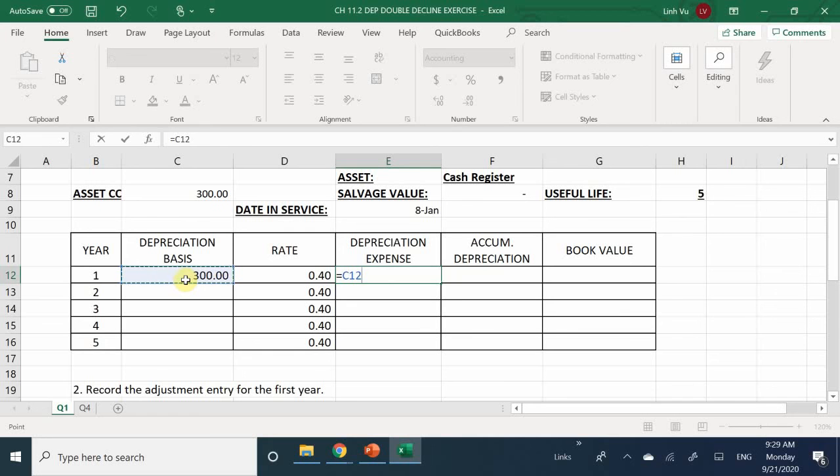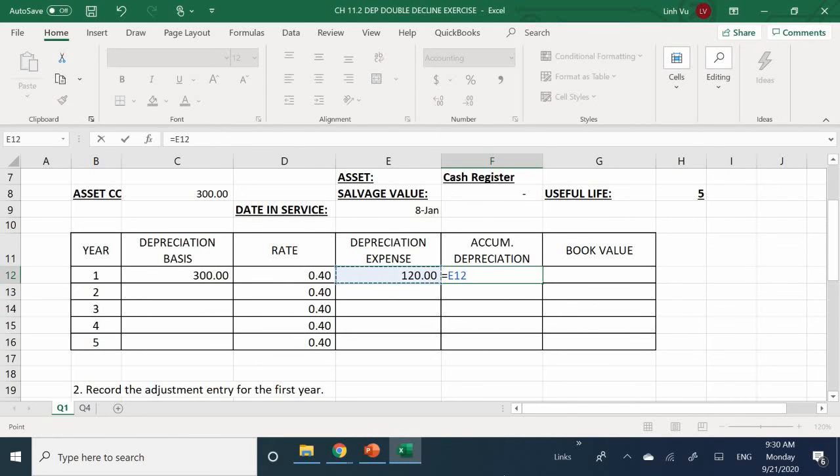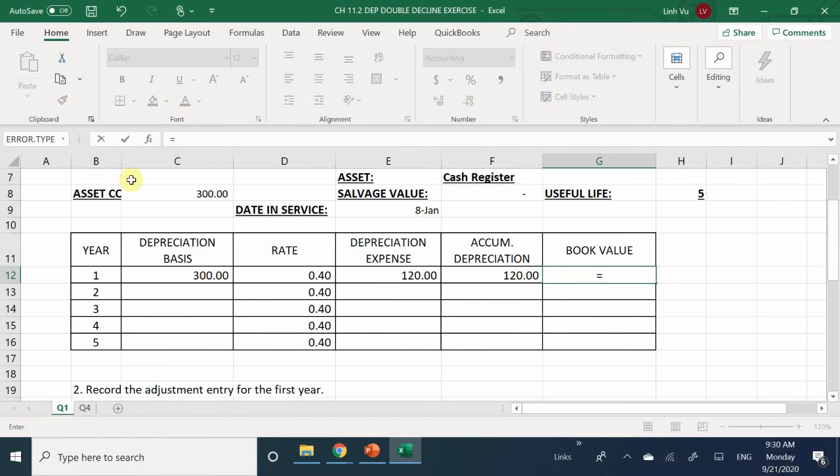What is my depreciation expense going to be for the very first year? 120. So 300 times 40% gives you 120. And what's my accumulated depreciation going to be? 120. And my book value is going to be, subtract 300 minus 120, which is 180.